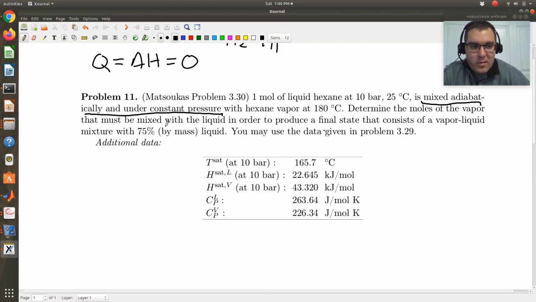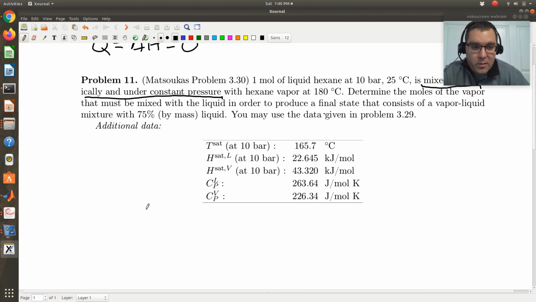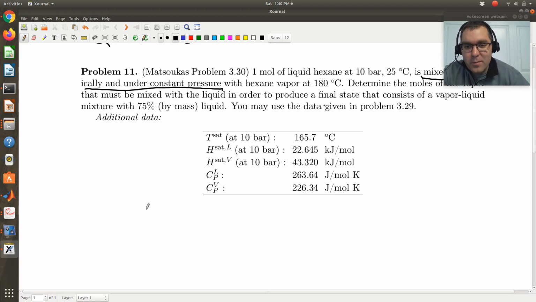The fraction of that two-phase mixture, which is in this case liquid, right? So I guess it's not the quality, it's the fraction liquid. The quality is typically the fraction vapor. And they tell us by mass, okay? But do know that whether it's by mass or by mole, it's exactly the same, right?